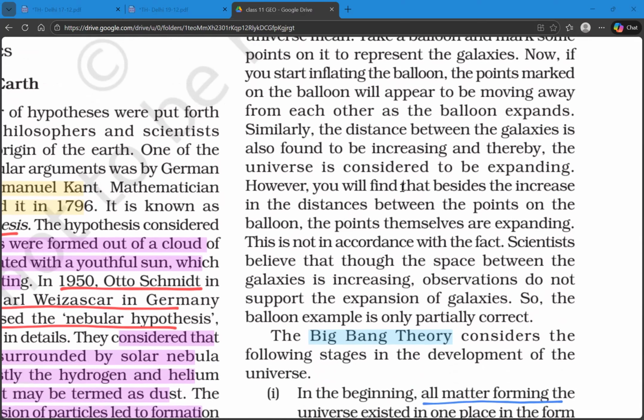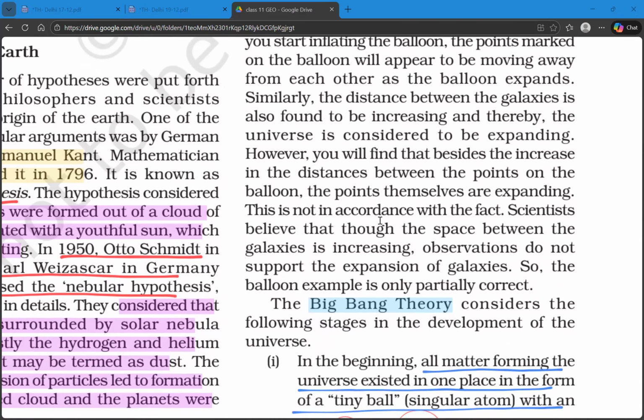However, you will find that besides the increase in the distances between the points on the balloon, the points themselves are also expanding. This is not in accordance with the fact. Scientists believe that though the space between the galaxies is increasing, observations do not support the expansion of galaxies. So the balloon example is only partially correct.